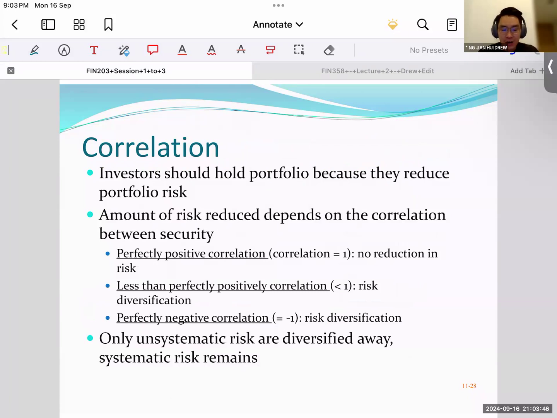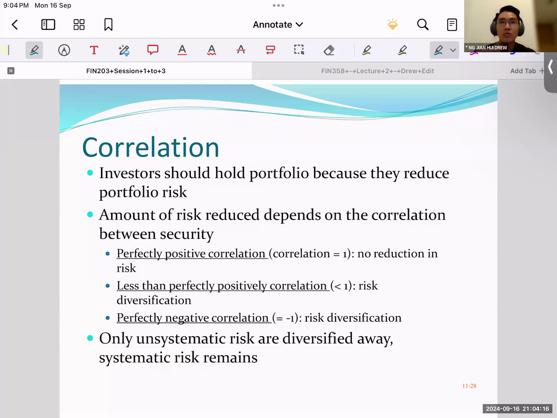So let's talk about this thing called correlation. Whenever I say that if you put more assets into your portfolio, it reduces your unsystematic risk, the question is, how much unsystematic risk is being reduced? Is it really reduced by 10%, 20%, or 50%? This is determined by correlation.